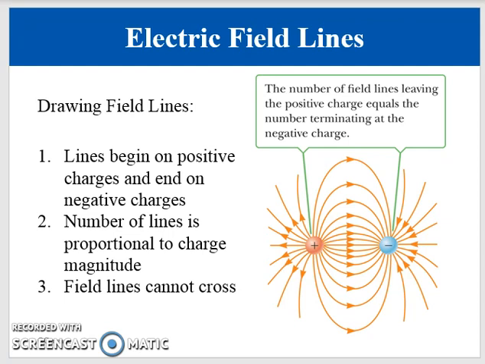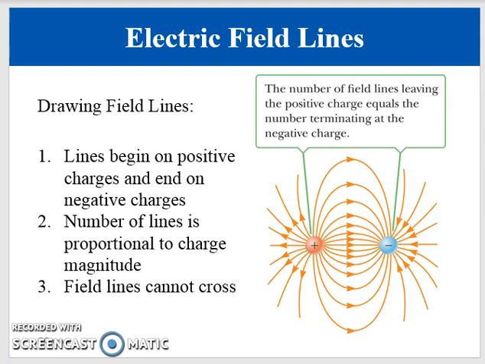And again, the number of lines in your diagram is going to be proportional to your charge. Now, one thing to note, your field lines cannot cross. Your field lines cannot cross. They can connect, but they cannot cross. So we will not have any zigzagging patterns of our electric field lines.